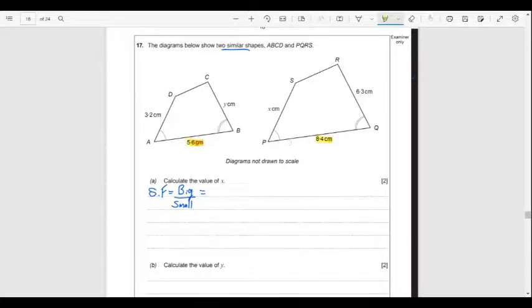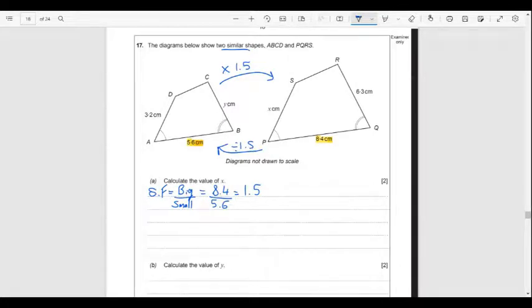So we've got 5.6 and 8.4. Okay, so those are my corresponding sides. The big one is 8.4 and the small one is 5.6. If I divide those, I get 1.5. So that means if I go from the small to the big shape, I multiply by 1.5. If I go the other way, I need to divide by 1.5.